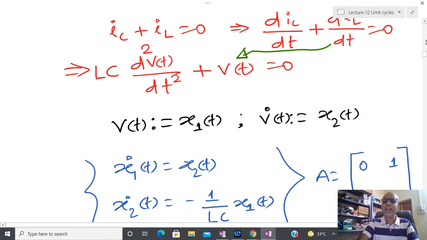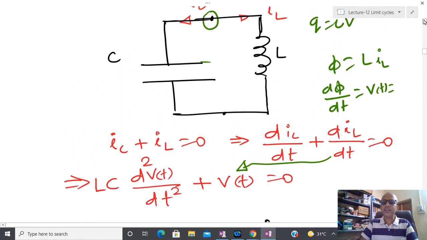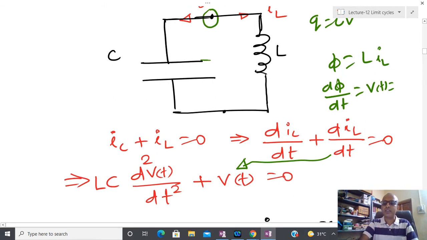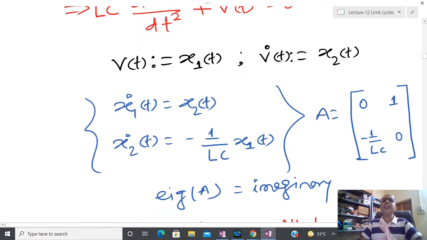And from here also it is clear why we have two states. Could someone please comment on why I am going to take only two states? Taslima? Sir, because it has two energy storing elements. Two energy storing elements. Due to that reason, I have two states. So I have defined any two state variables, because the state variable notion is not unique.